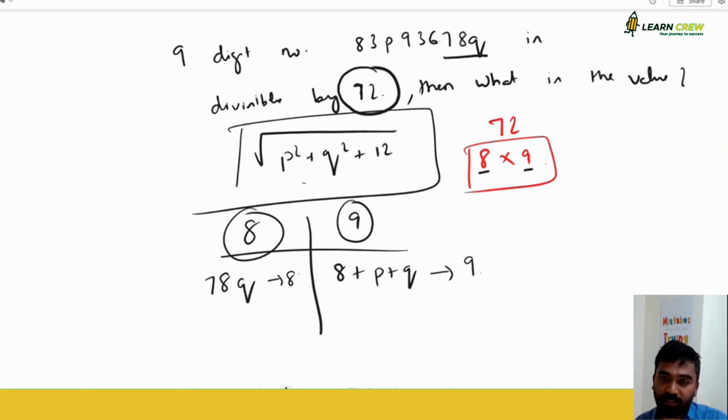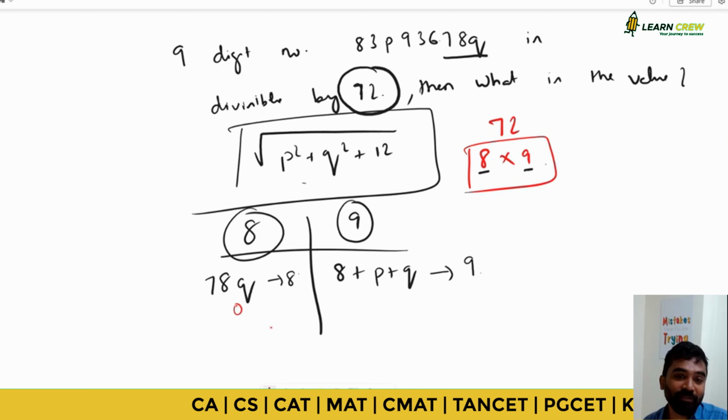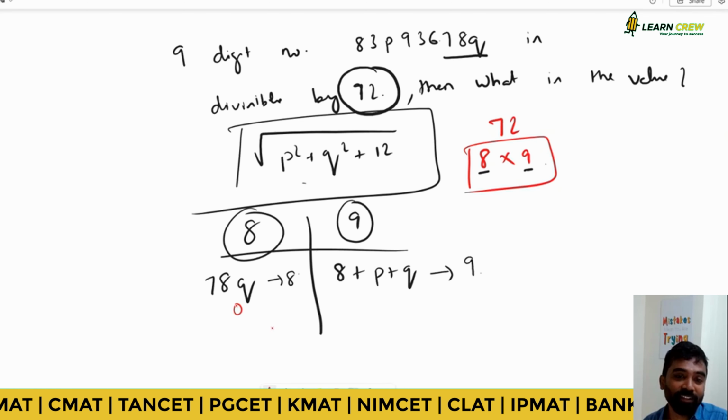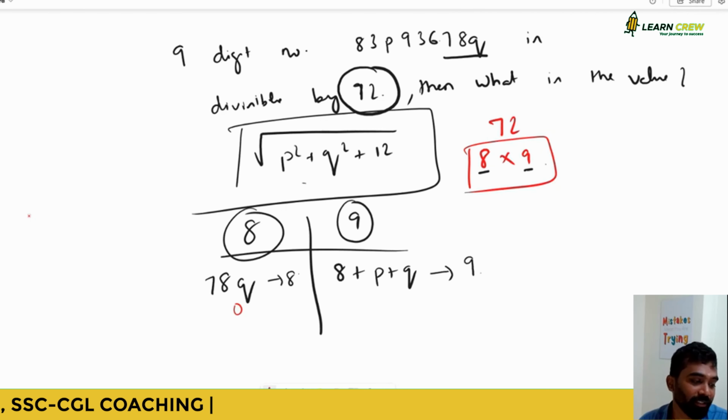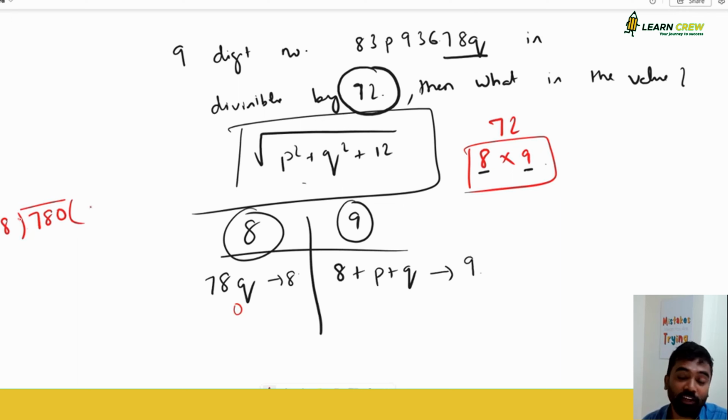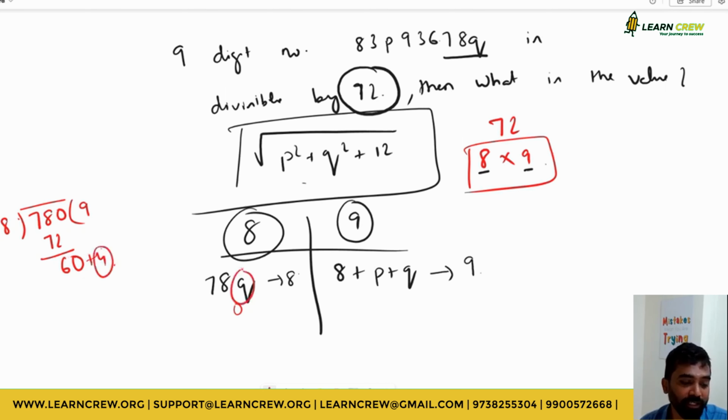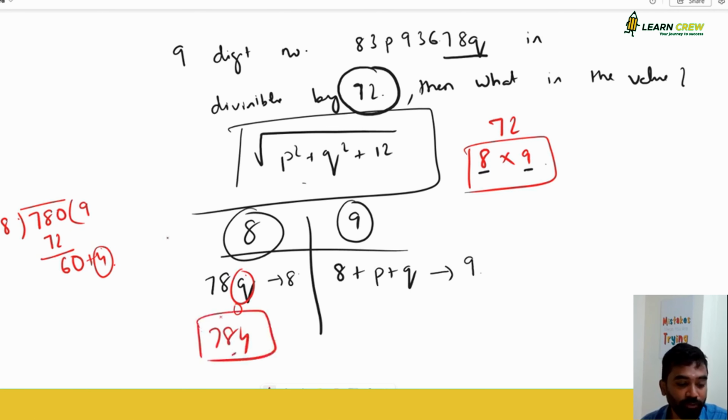780, is it divisible by 8? No. 781, no. 782, no. 783, how can 3 be divisible by 8? 784, yes. Right? It will be divisible. Else, the other method you can do is 780 divided by 8. 8 9s are 72. How much is the remainder? 6. In order to make this number divisible by 8, what should you add? Add 4 to it. This is the number you need to add here. 784. So Q value is 4.